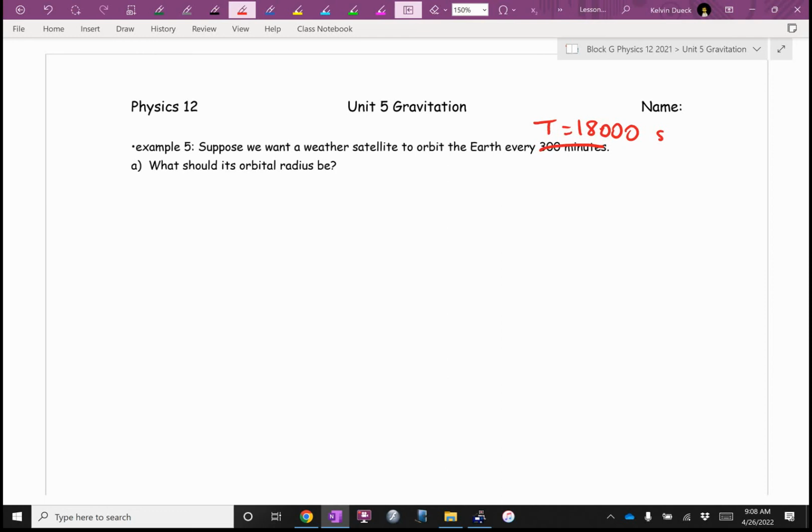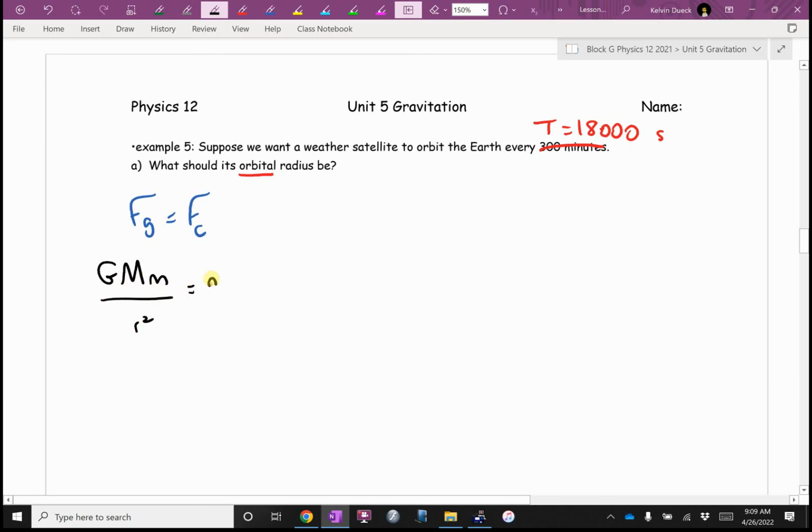Gravity is what's pulling me in a circle. The gravitational equation is not going to change. Big G, big M, little m over R squared equals, and then don't forget the little m, and then it's going to be a_c. Which version of a am I going to use here? Why? Because they gave me or asked for the period. 4 pi squared R over T squared.